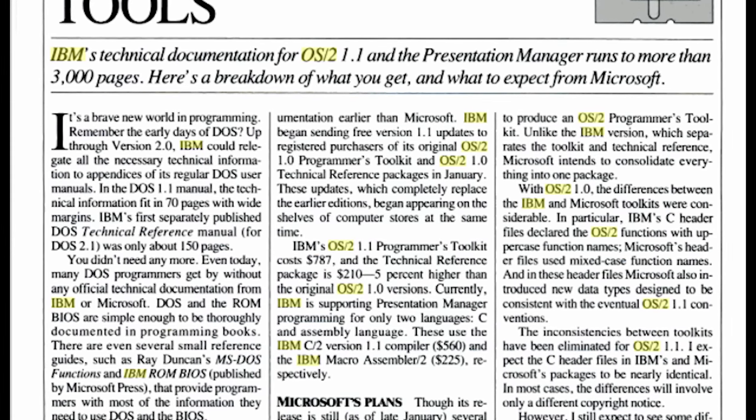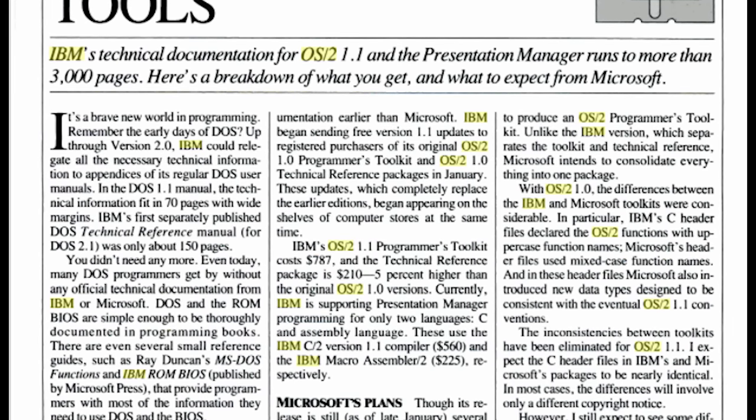Again, take a look at this. 3,000 pages for Presentation Manager's documentation. I mean, that sounds like pretty typical IBM, certainly, but at the same time, that does not sound like a product that the average consumer wants to buy. That being said, the technical reference, as referenced in this document here, is $210, just for the technical reference. The programmer's toolkit, $787. I mean, we're talking about ridiculously expensive software for ridiculously expensive hardware. The PS/2 systems that this ran on, if you're not familiar, were probably some of the most expensive computers that you could buy at the time.